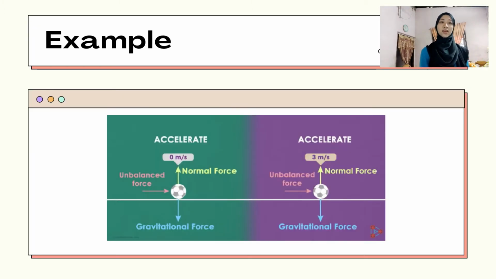To understand clearly the concept of Newton's first law, let's see this example. On the left side, the ball is at rest, and when an unbalanced force acts on this ball, it will move. The same goes for the ball on the right side. The ball is at constant speed, so when an unbalanced force acts on this ball, it will make the ball accelerate and change its direction.